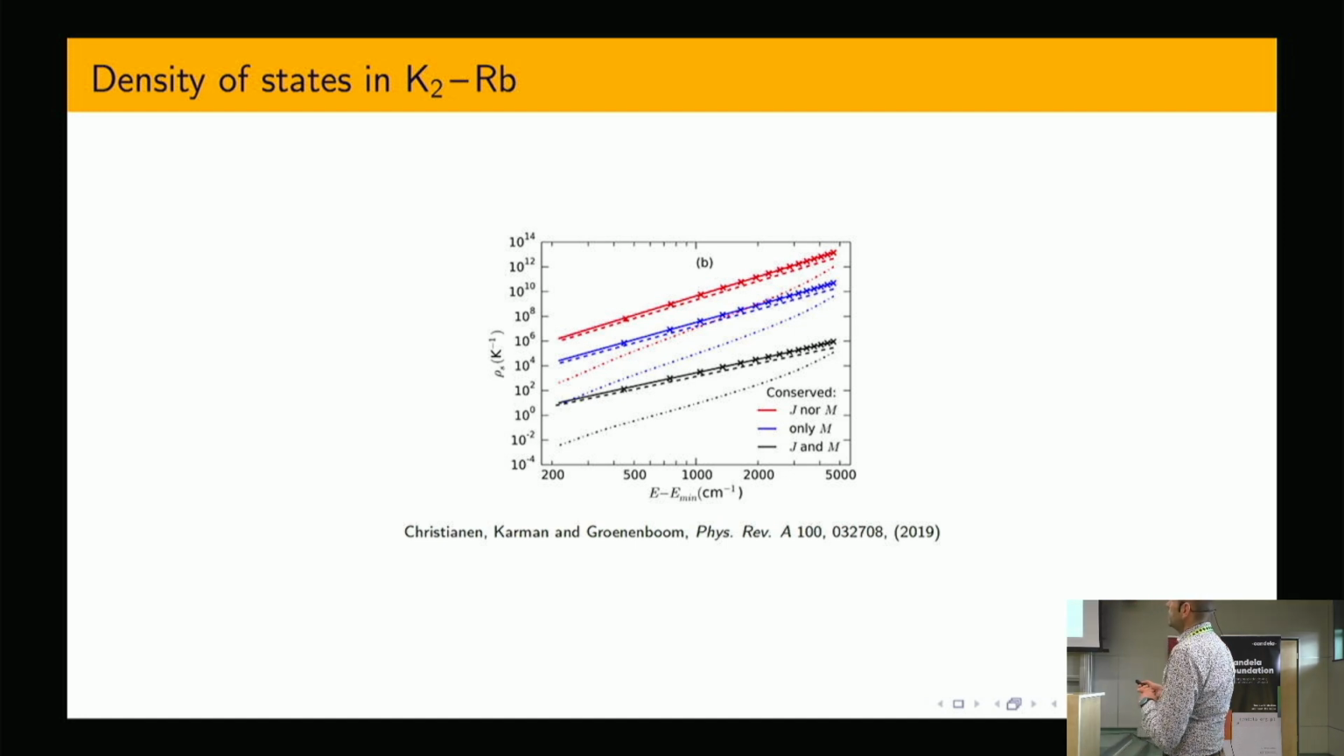I should mention the other theoretical work, which works on more or less the same complex, and when they assume that the J, that rotation, is not conserved, this density of states could be orders of magnitude shorter.